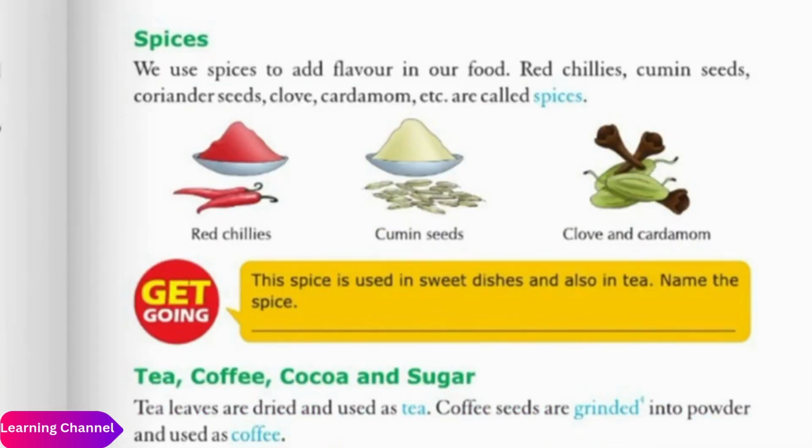Let's discuss spices in detail. We use spices to add flavor in our food. Red chilies, cumin seeds, coriander seeds, cardamom, etc. are called spices. For example, red chilies, cumin, clove, and cardamom.